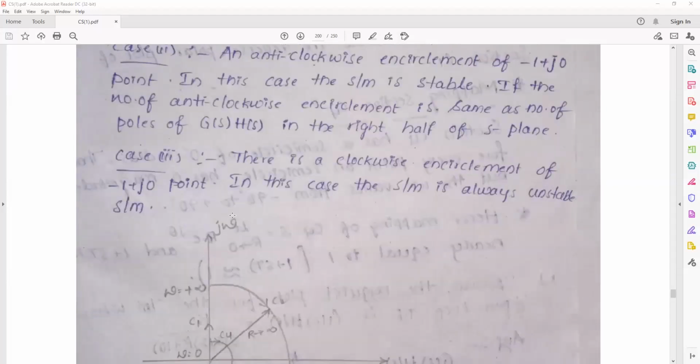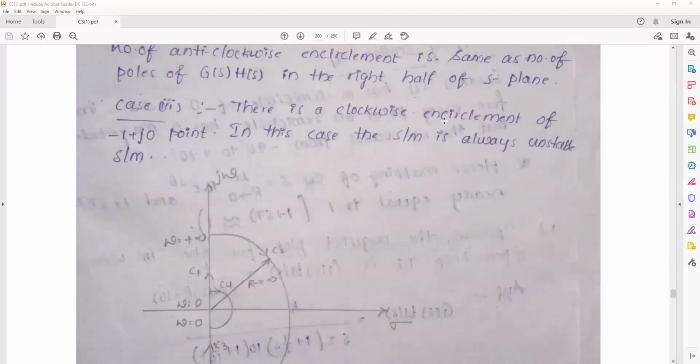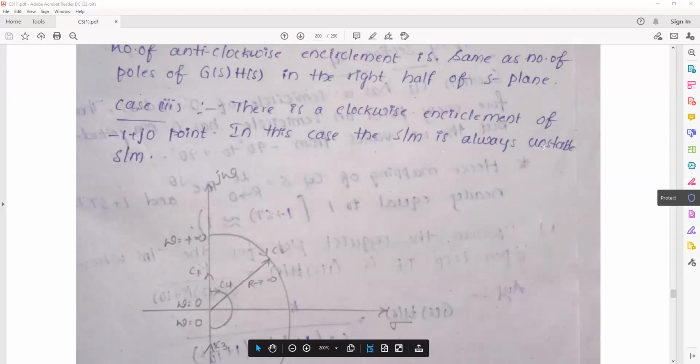The third case is a clockwise encirclement of the -1 + j0 point. In this case, the system is always an unstable system.